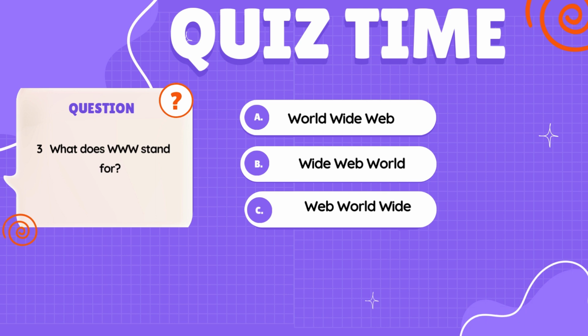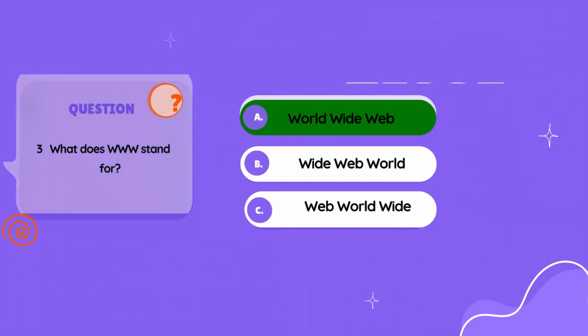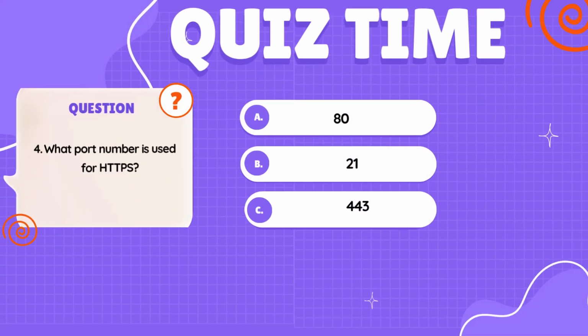What does WWW stand for? A. World Wide Web. B. Wide Web World. C. Web Worldwide. The correct answer is A. World Wide Web.